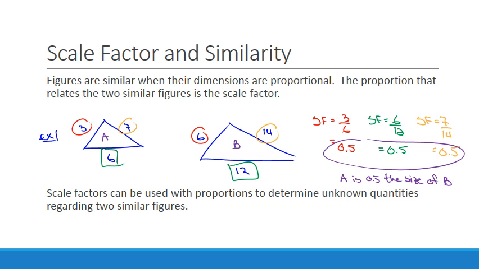Now scale factors can be used with proportions to determine unknown quantities regarding the two similar figures. So once you know they're similar, we can use proportions to find missing things, and we can use our scale factor to help us in that proportion.